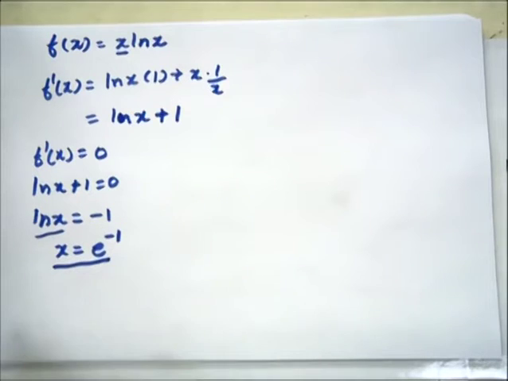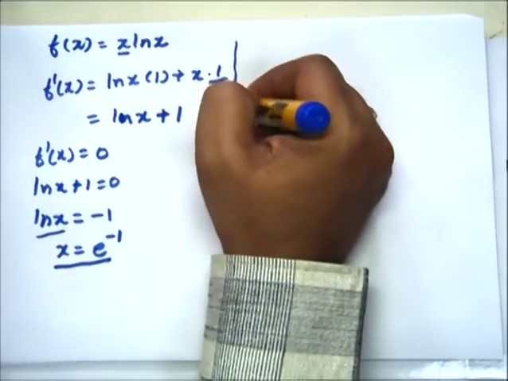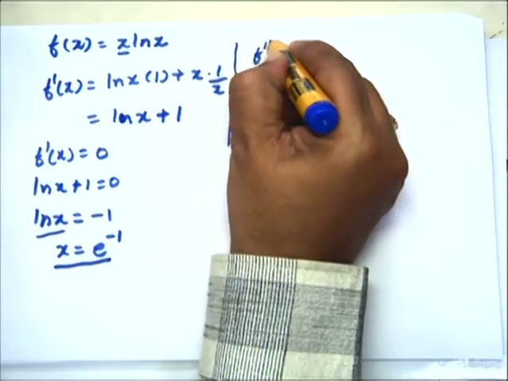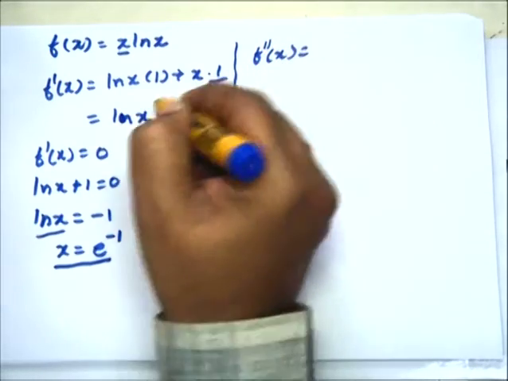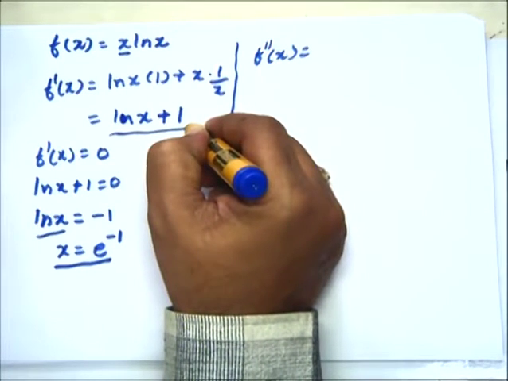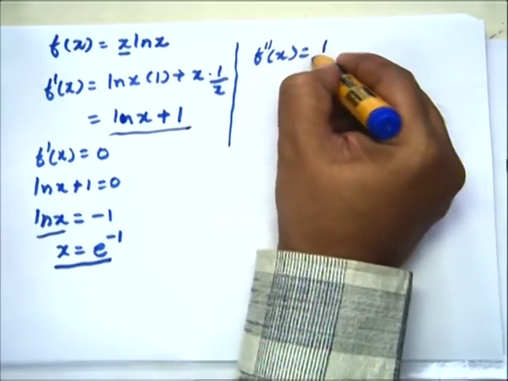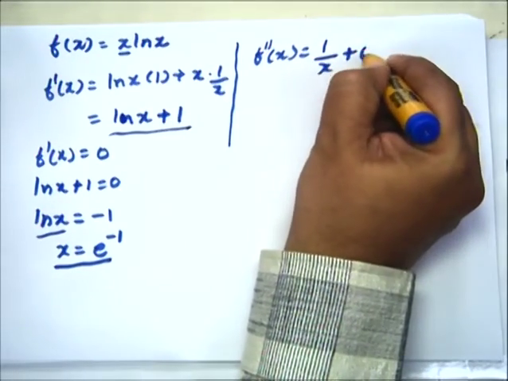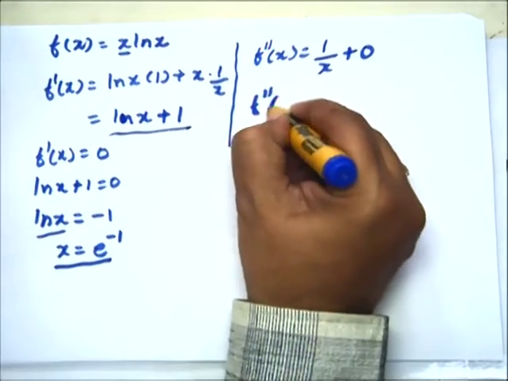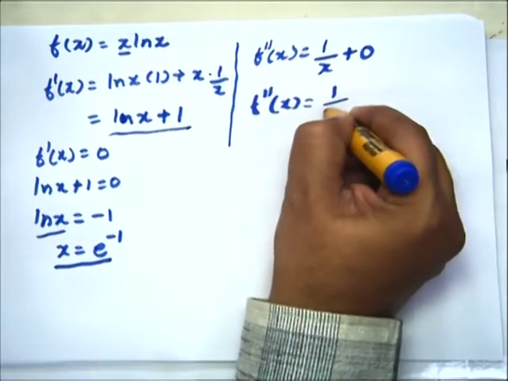Now here we are getting only one value for which either the function is maximum or the function is minimum. So here we will get either maximum or minimum. Let us see what we are getting. So let us differentiate f dash x with respect to x once again. So derivative of log x is 1 by x plus derivative of 1 is 0. So here we are getting f double dash x is equal to 1 upon x.